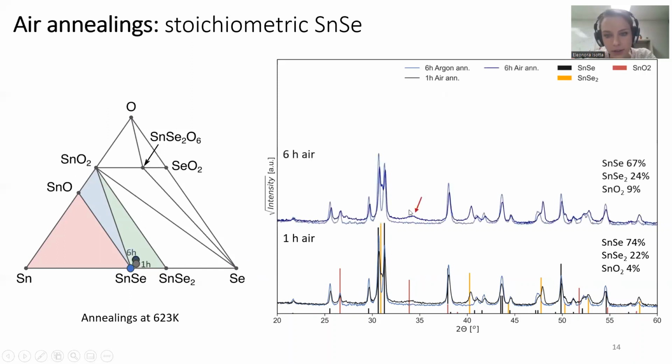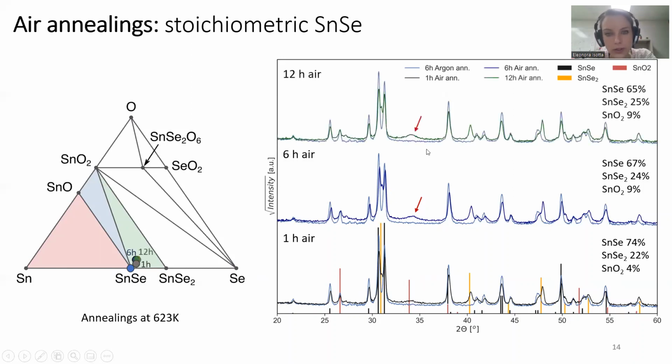The hump here that I marked with the arrow gets more pronounced with increasing annealing time, while after 12 hours, there's not really much difference with respect to the 6 hours. So probably the oxide layer might actually have a sort of protective role and prevent further oxidation. Anyway, we decided to take this powder and press it into an SPS sample in order to test what the thermal properties are.